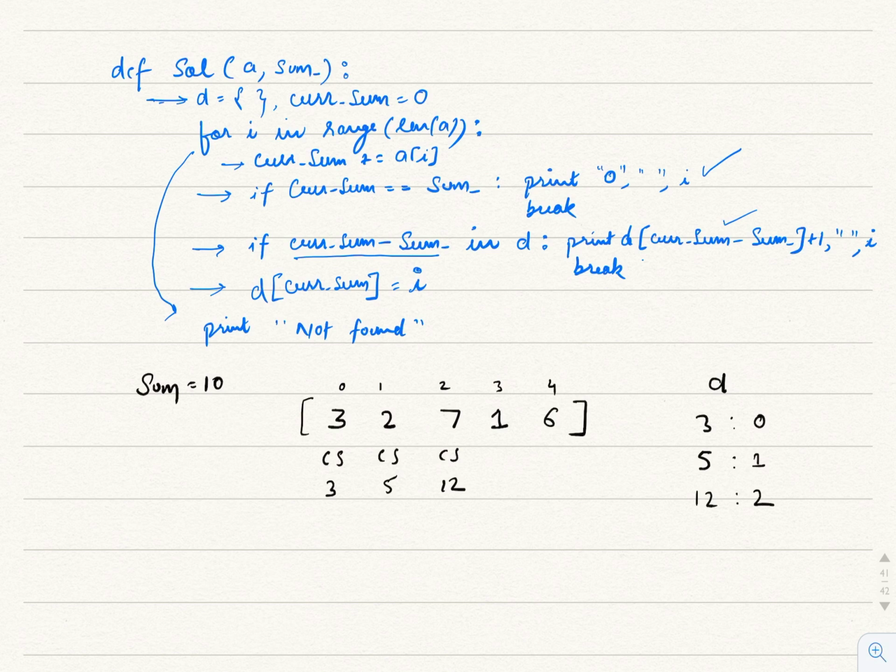Now we're at index 3. The current sum will be 13. Is 13 equal to the given sum? No. But is 13 minus the given sum, which is 10, that is 3, present in the dictionary? Yes, it is present in the dictionary here. So what we'll do is print the value in the dictionary plus 1, which will be the index 1, and the index which we are at, which is 3. So 1 comma 3 will be the starting and the end index of the required subarray. So this is how we'll do it. Thank you.